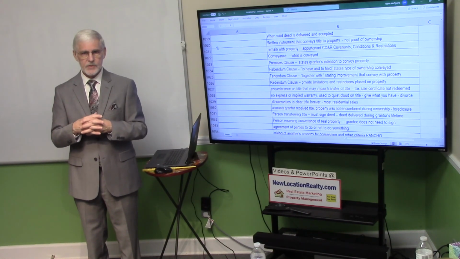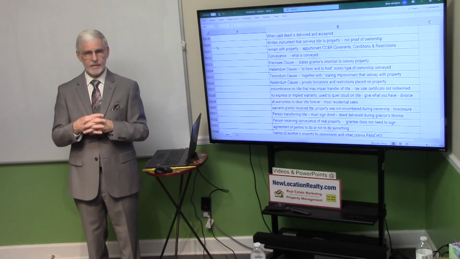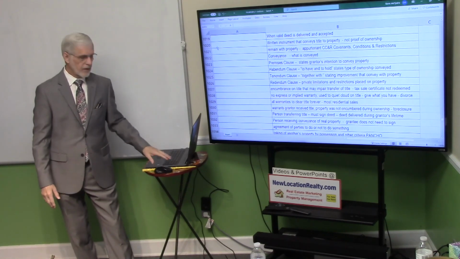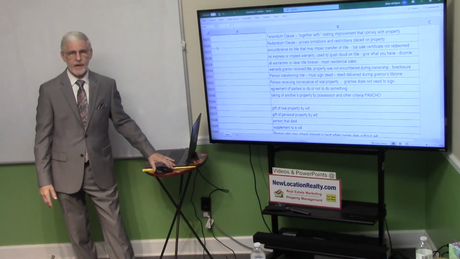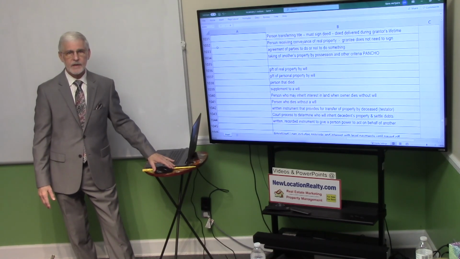Agreement between parties to do or not do something. Sounds like a contract. Covenant, promise. A covenant and a contract.